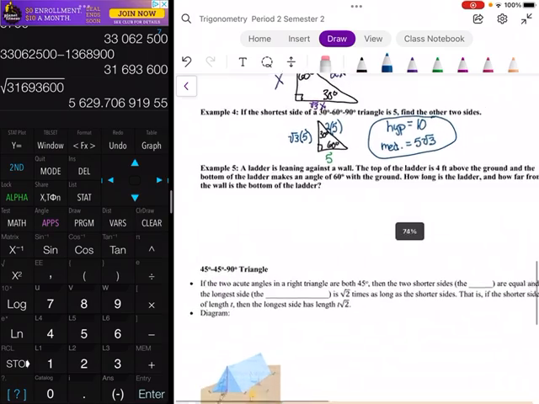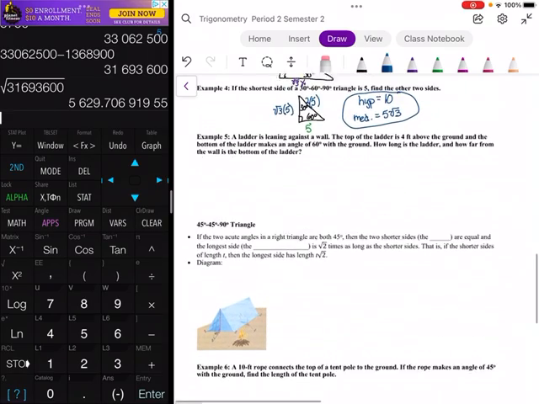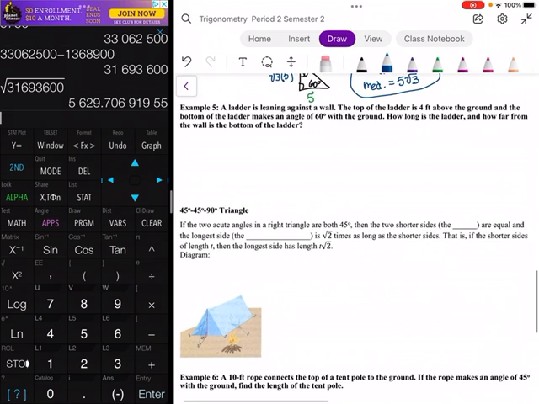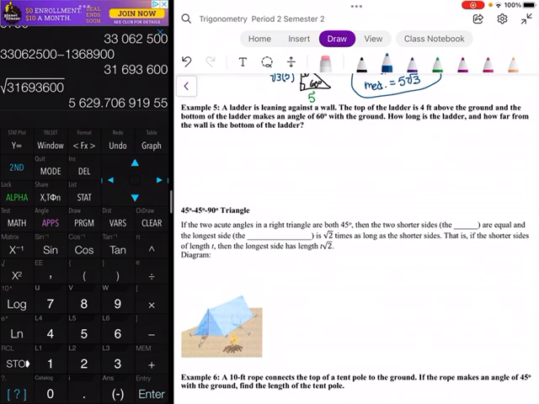Our next example. A ladder is leaning against a wall. The top of the ladder is 4 feet above the ground, and the bottom of the ladder makes an angle of 60 degrees with the ground. How long is the ladder, and how far from the wall is the bottom of the ladder?